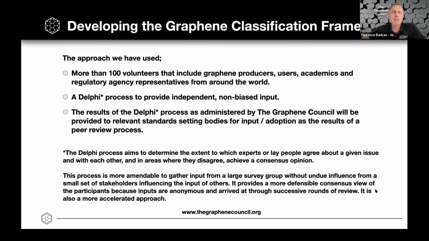So how do we do this? We started in April of last year with 100 volunteers that represented academics, graphene producers, graphene users, and regulators in this from around the world. We use what's called the Delphi process, whereby we did a very rapid iteration of putting out a proposed framework, received feedback, developed consensus, and then moved to the next pieces.